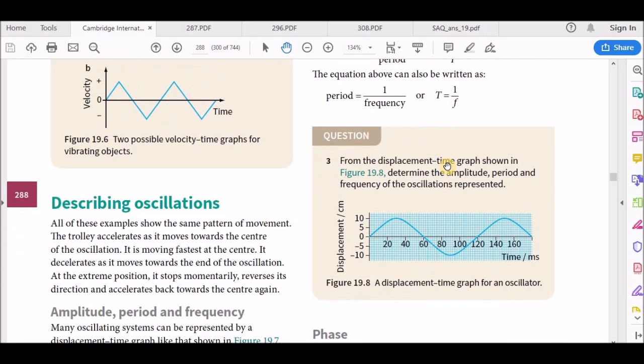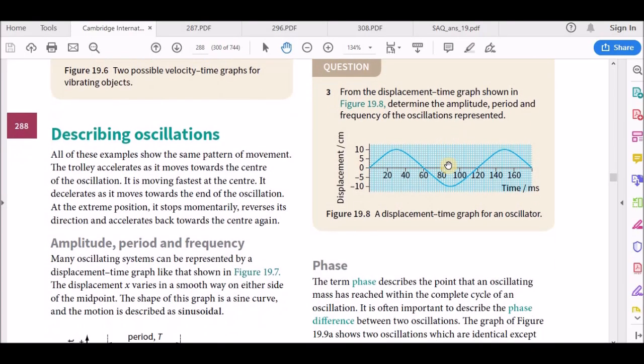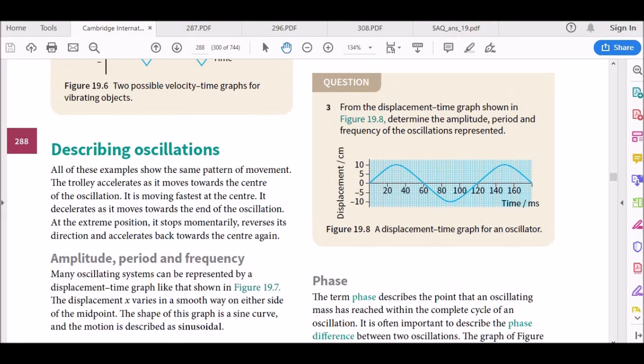All right, so here is another question. Let's do this question. I'll go through some questions because this is a topic that you really need to understand, and I have noticed certain students having difficulty in this topic, especially when they learn it in school. From the displacement-time graph shown in figure 19.8, determine the amplitude, period and frequency of the oscillations represented.